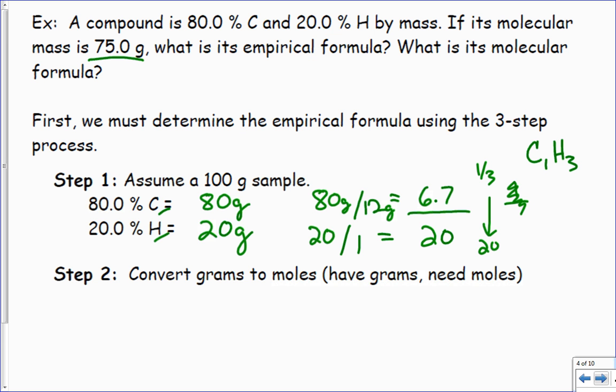Okay, then let's see if that makes sense. Let's just double check ourselves. Convert grams into moles. So all right, so I did this. I converted to grams and then to moles. I took step 1. This is step 2 here. I did it right in there. And I came up with that empirical formula.